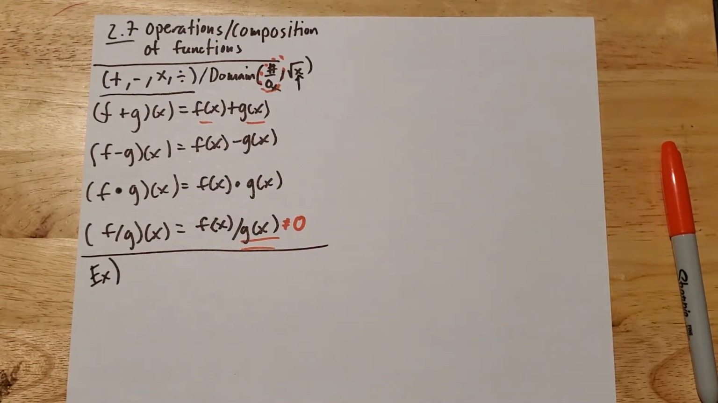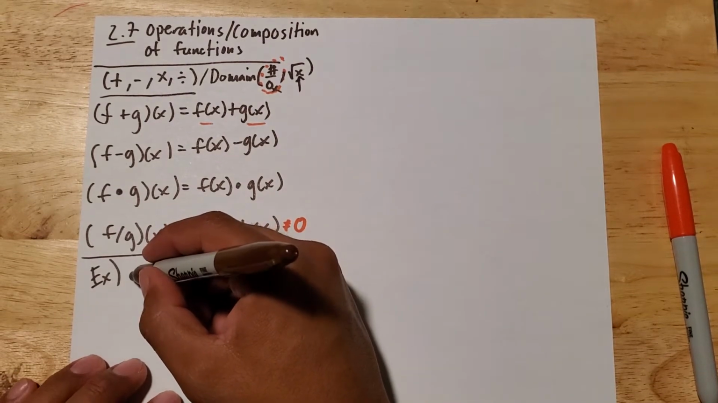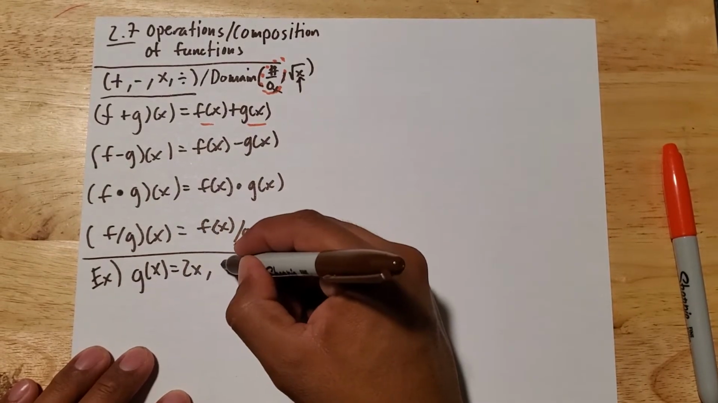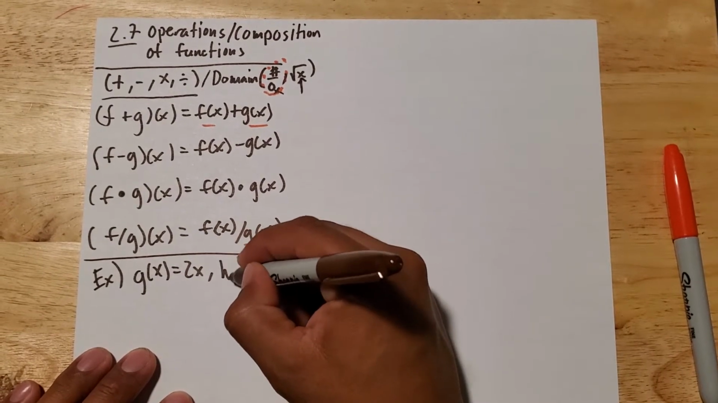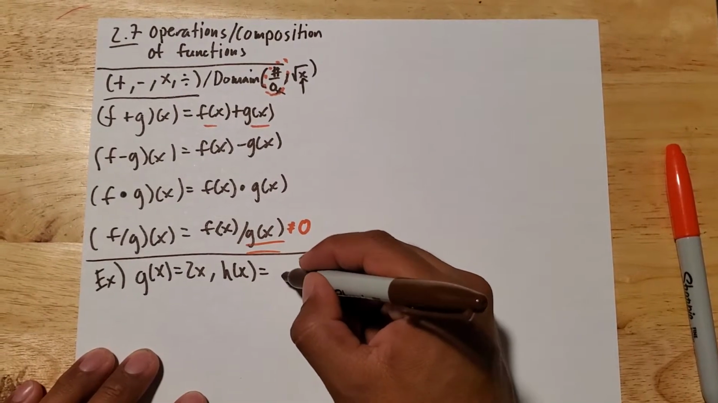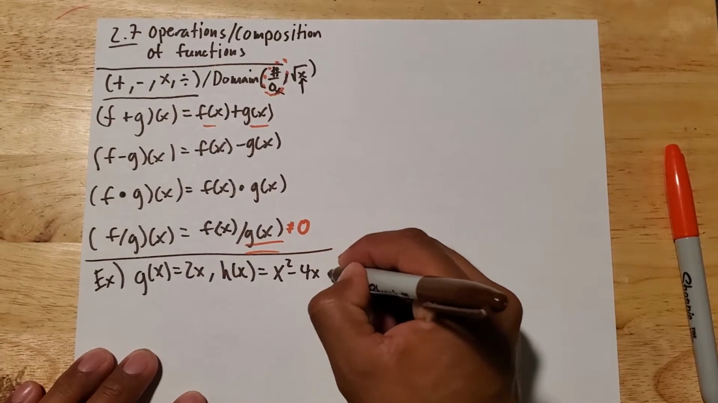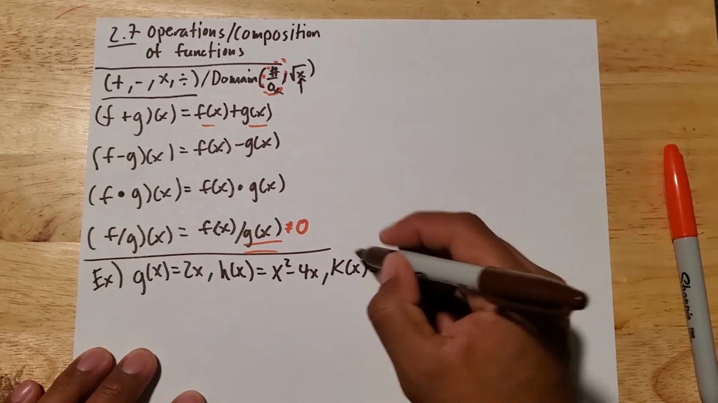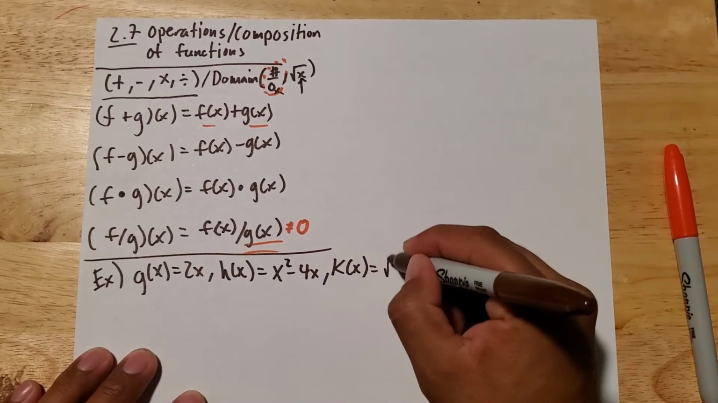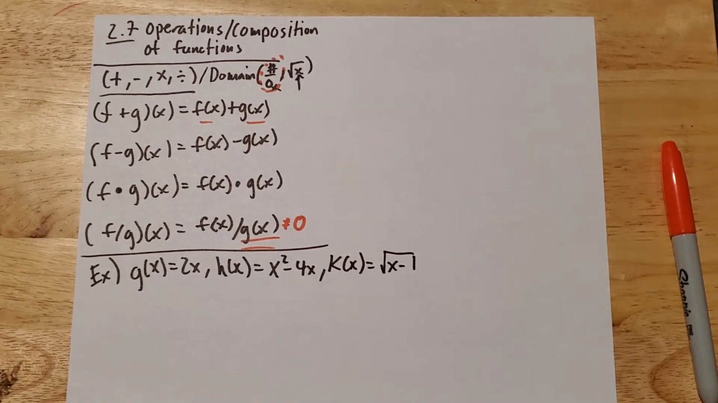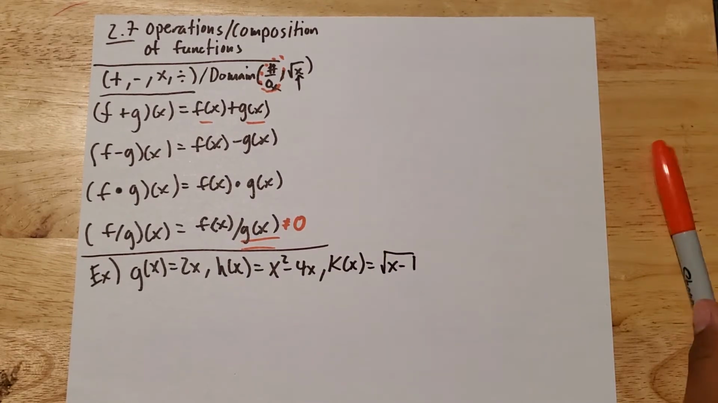So let's say we have, for example, let g of x be equal to 2x, and then we're going to have h of x equal to, what are we going to have it equal to? x squared minus 4x. And then we're going to have k of x equal to square root of x minus 1. And then we're going to go through these, trying to add, subtract, multiply, and divide them in particular orders. So let's try our first one.